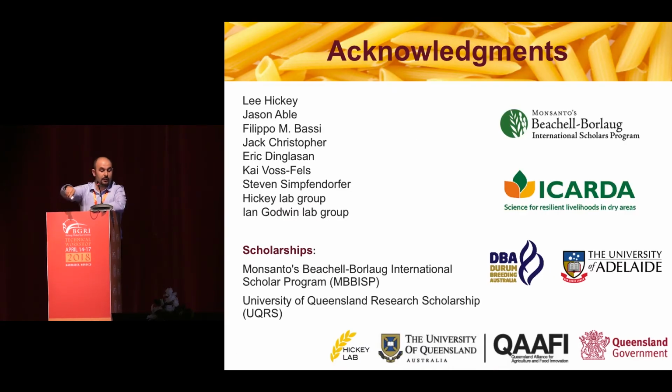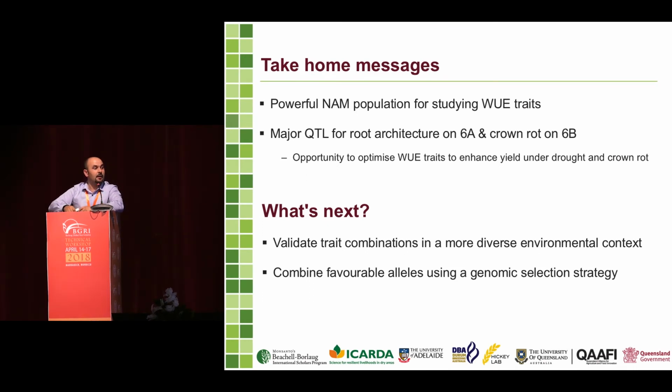Sorry, I didn't mention the last point. So what's next? We've done this work. We would love to do further work on these sets of drought adaptive traits in more diverse environmental contexts, and also would like to use breeding strategies such as genomic selection to compile all those favorable alleles of these water use efficiency traits for above and below ground traits.